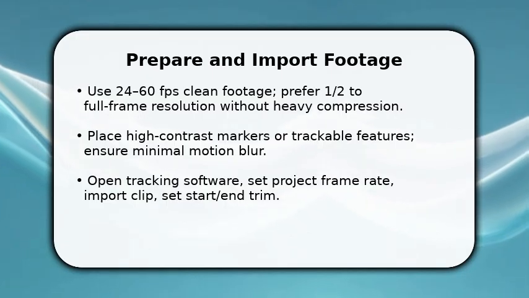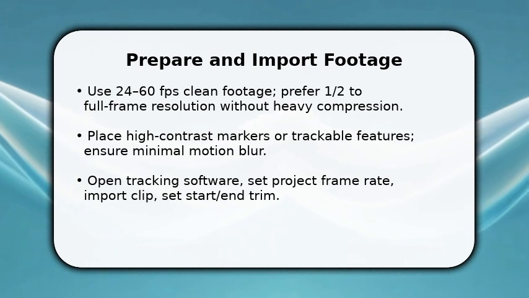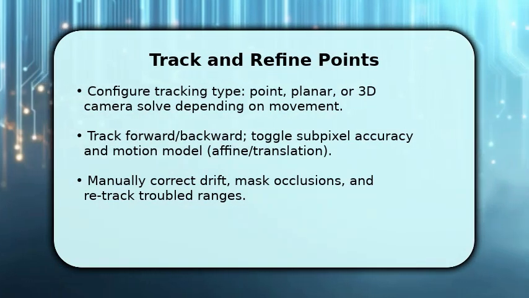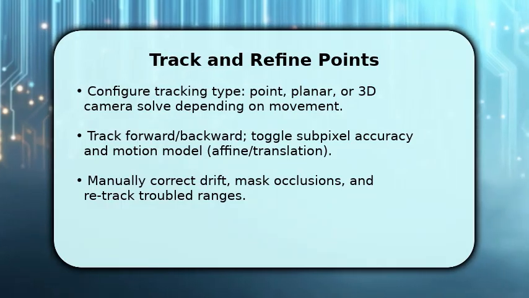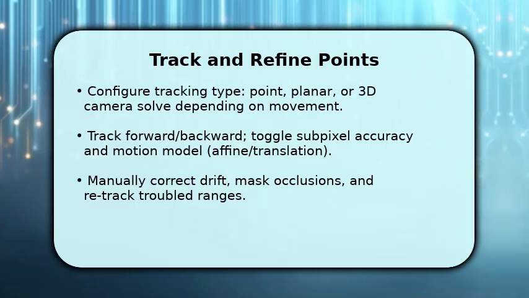Make sure clips are stabilized if jitter overwhelms features. Now run automatic tracking while watching key points. Don't walk away. Once a pass completes, inspect each track for drift or sudden jumps and correct them by deleting bad frames and retracking small ranges.